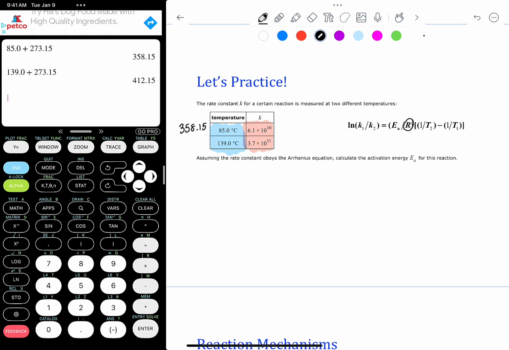And we get 412.15. Okay, we make sure we do that. Now we want to find EA from this. So we know our rate constants, we know our temperatures in Kelvin, we know R, that's a constant as well: 0.08314 kilojoules per mole Kelvin. So now all we have to do is plug in and solve.